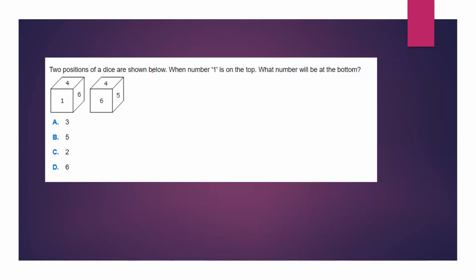Now same, 2 positions of a dice are shown below. When number 1 is at the top, what number will be in the bottom? So same, 4 and 6 are common. So 1 will be opposite 5. So 5 will be the answer.